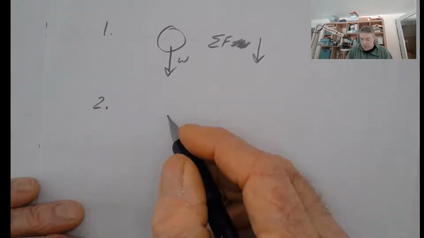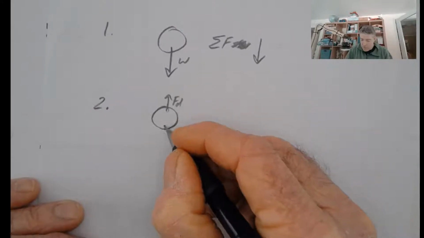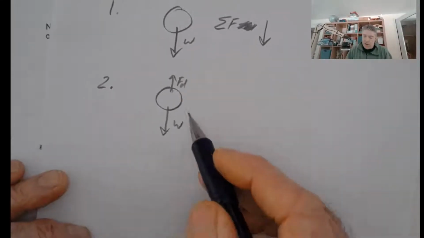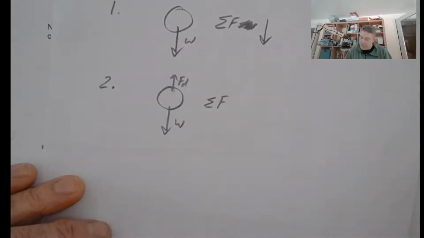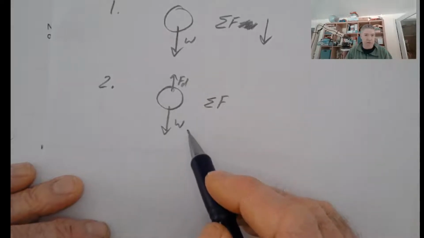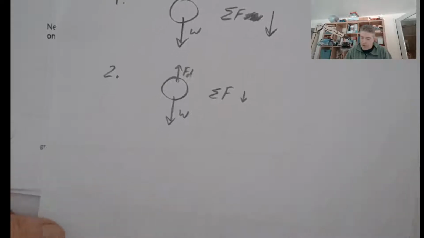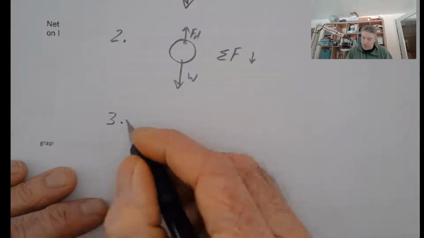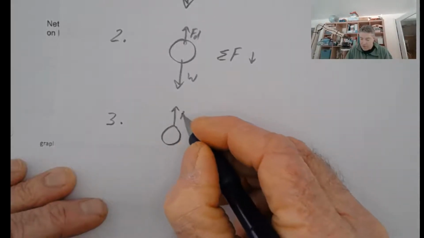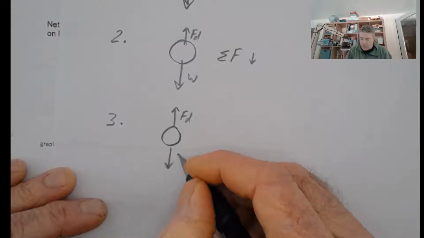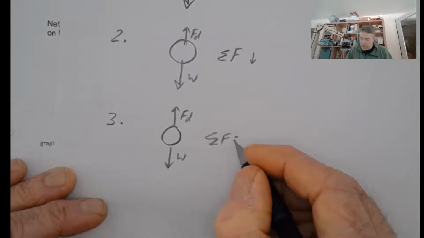Now as this starts to fall, there's going to be some drag. And the way I've got it right now, the drag is still not as strong as the weight, so there's still a downward net force, but it's weaker. And then as it keeps falling, it's going to fall faster until the drag is equal to the weight. And then the net force is 0.